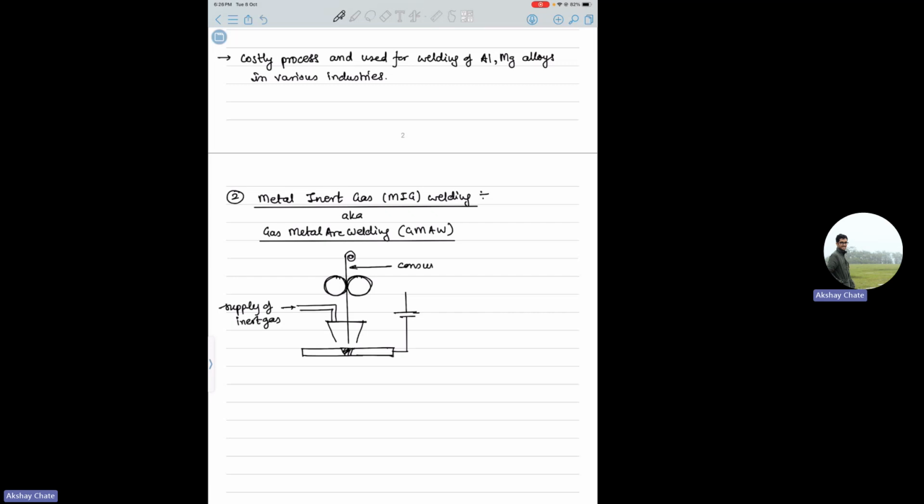So you have a consumable metal electrode. Okay, and that's why the name MIG. And these wheels control the feed rate. Okay. So wheels to control the feed rate.